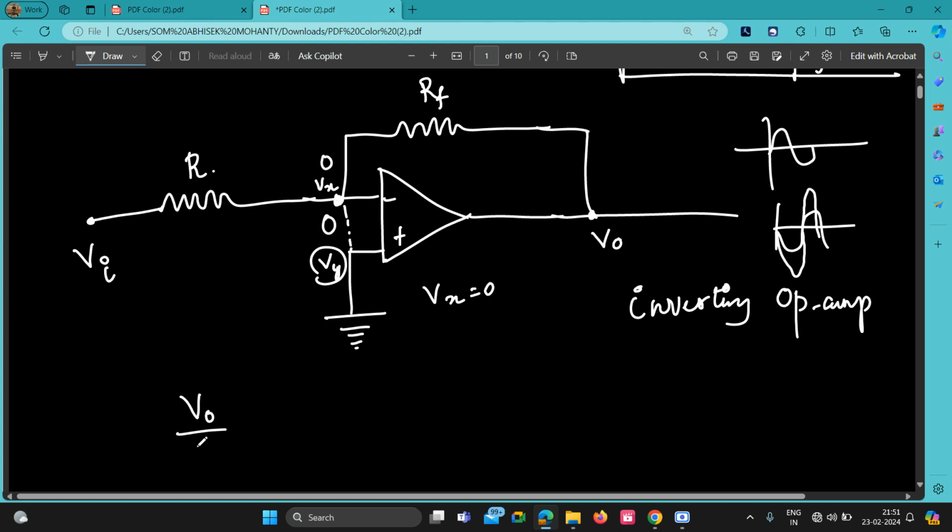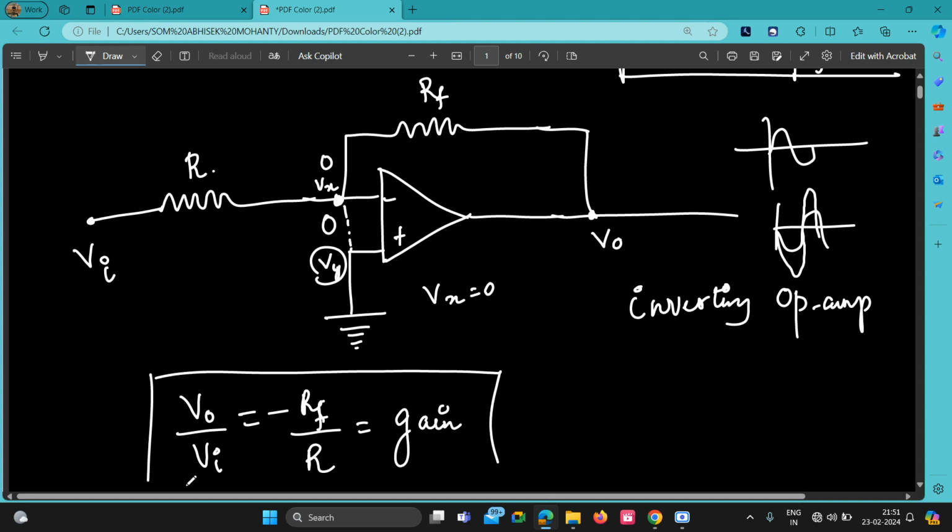The gain will be V naught by V input, V output by V input, which is minus RF by R. This is your gain. Is it all right?